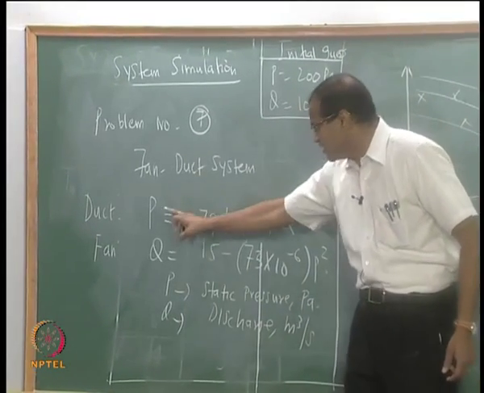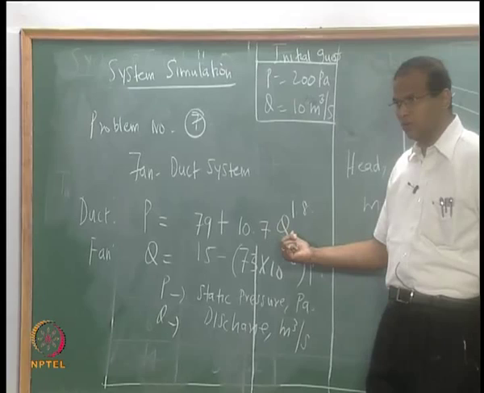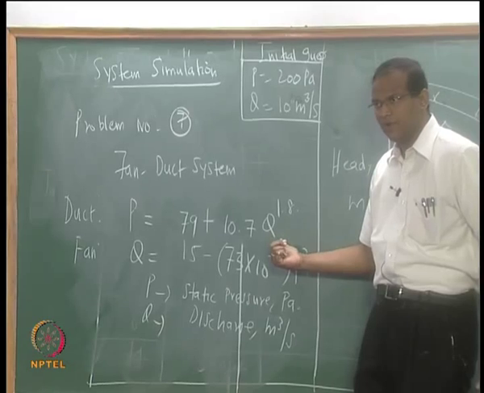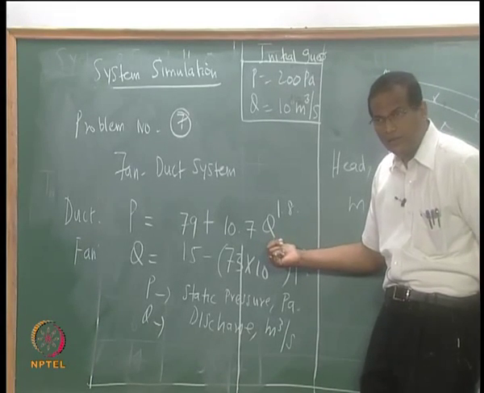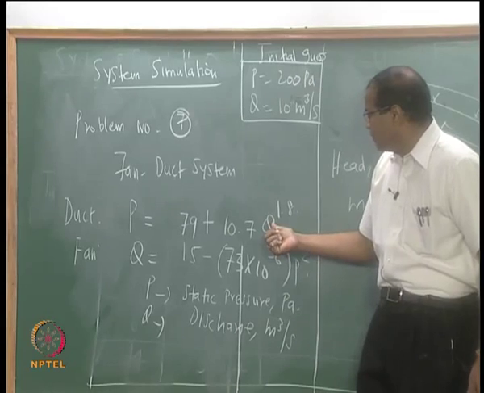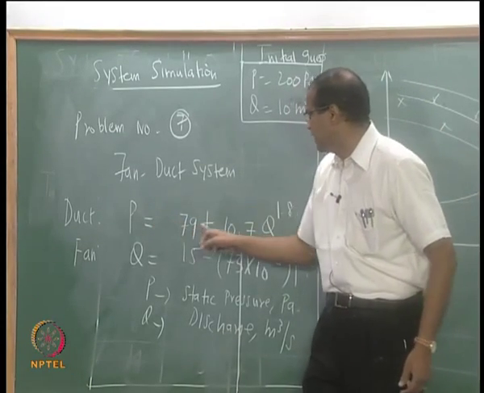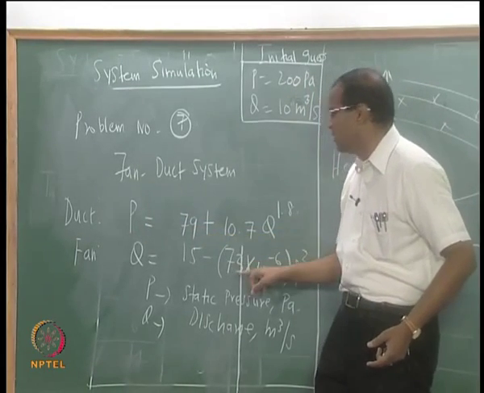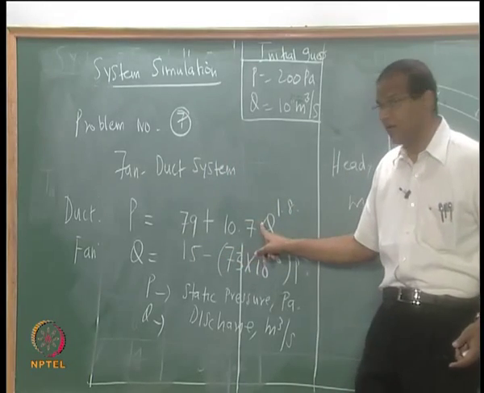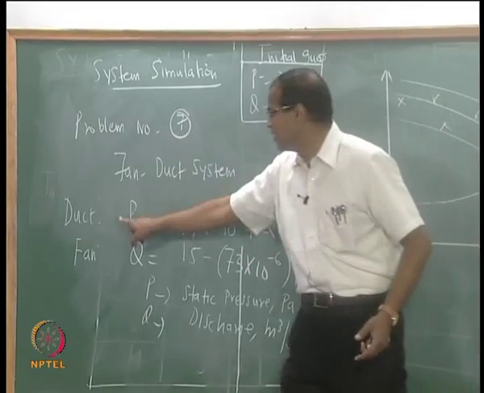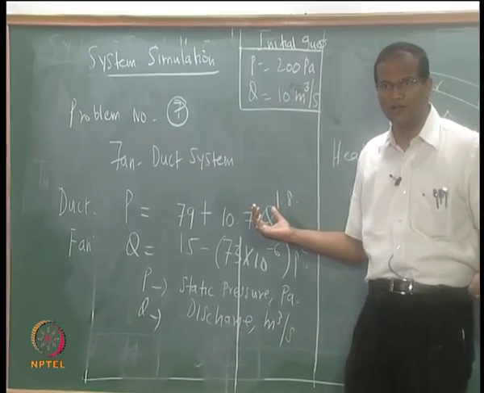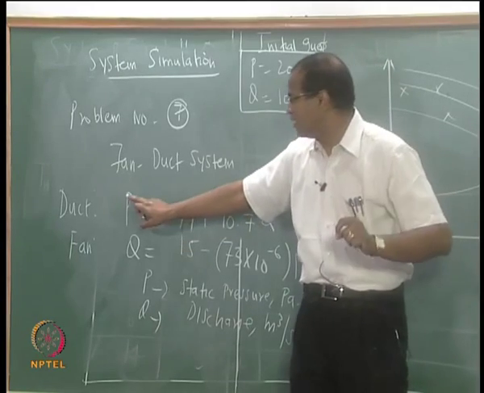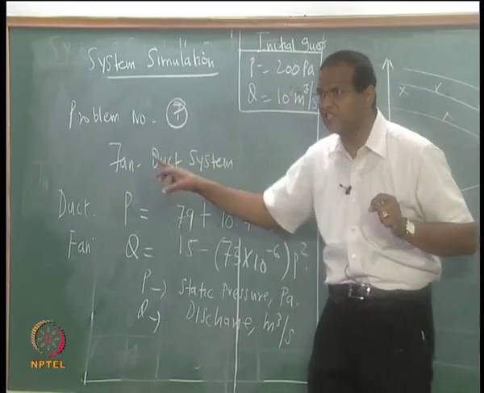You can use this equation to determine P if you know Q. But there is no hard and fast rule about this. I can say that Q to the power of 1.8 is P minus 79 divided by 10.7, or rather Q is equal to P minus 79 divided by 10.7 whole to the power of 1 by 1.8. So I could convert this. This equation can be used to calculate P given Q or vice versa.